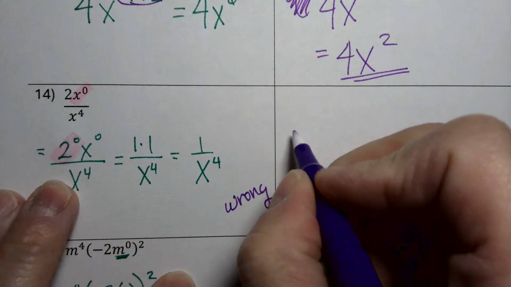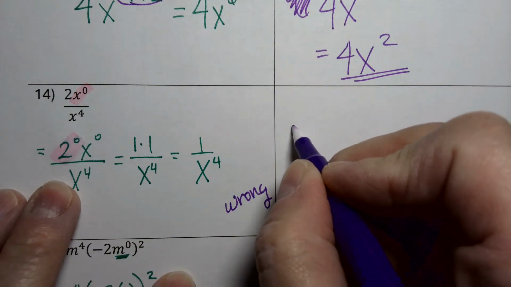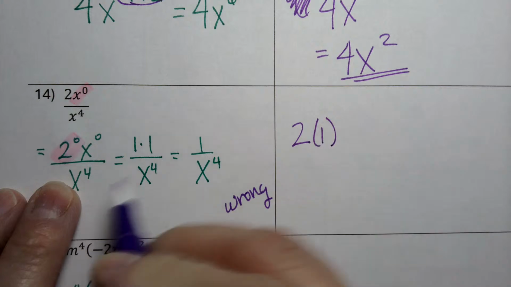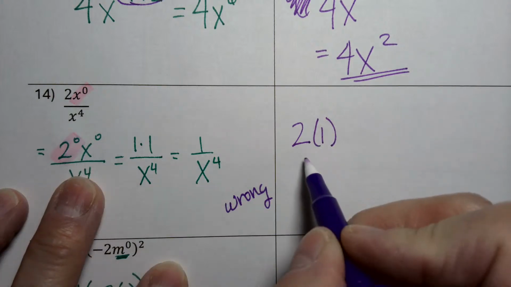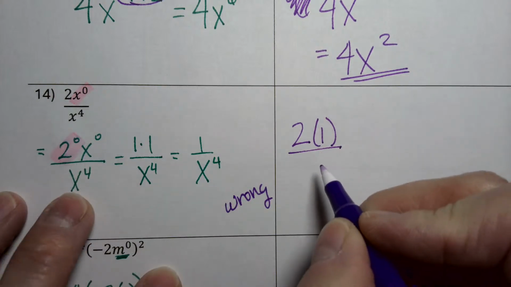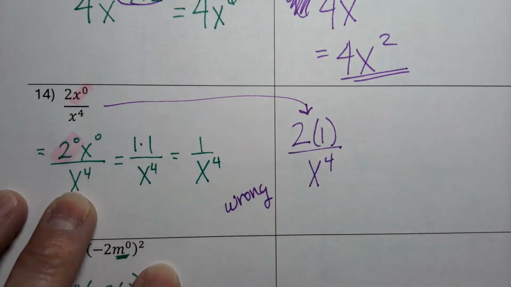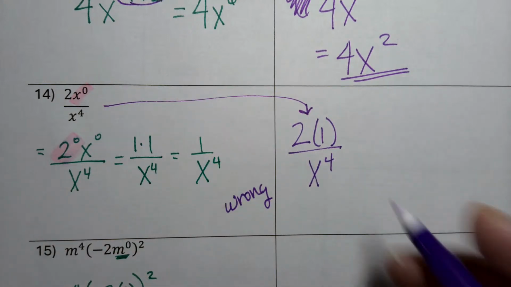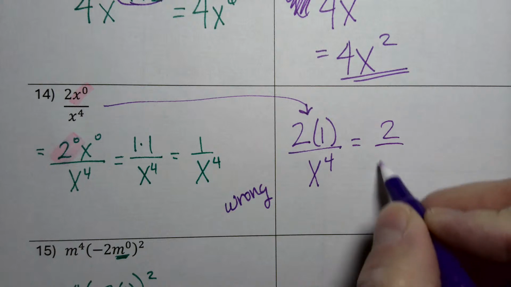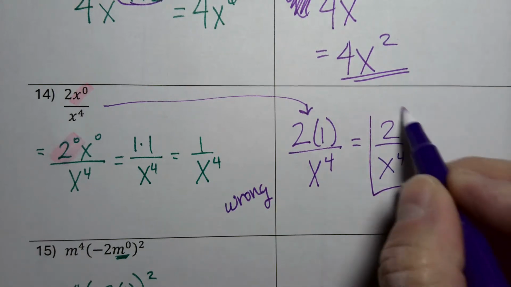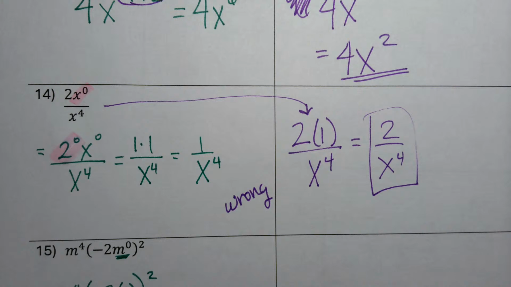So this is what the work should look like. It is 2 times 1, because x to the 0 equals 1, over x to the 4th. So from here, that should be the next line. So then you end up with 2 over x to the 4th. That is the correct answer right there.